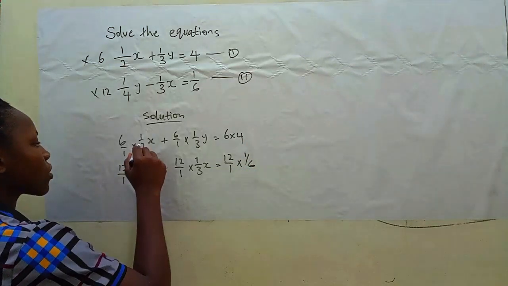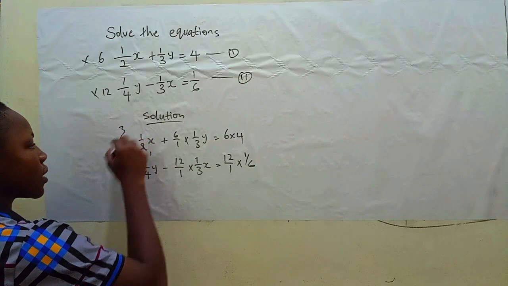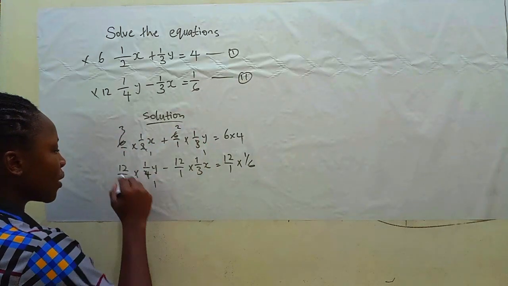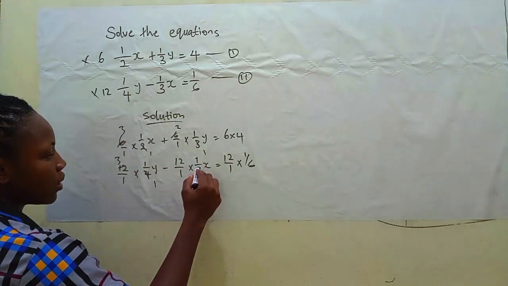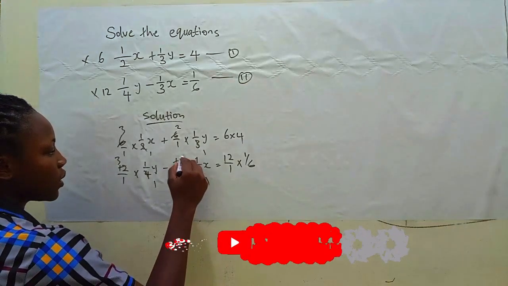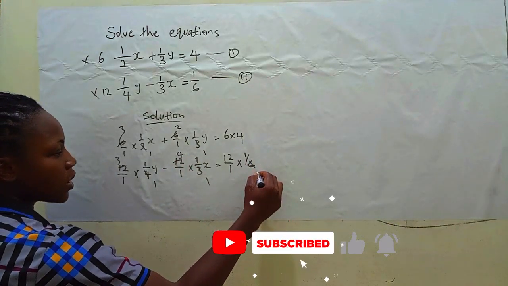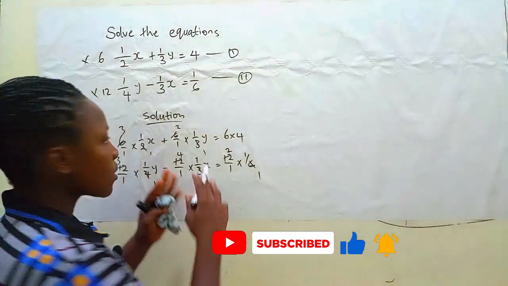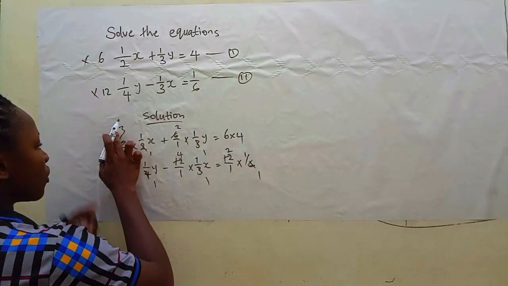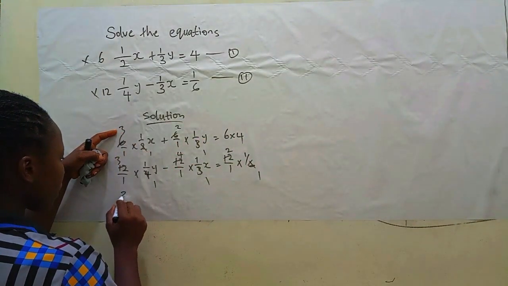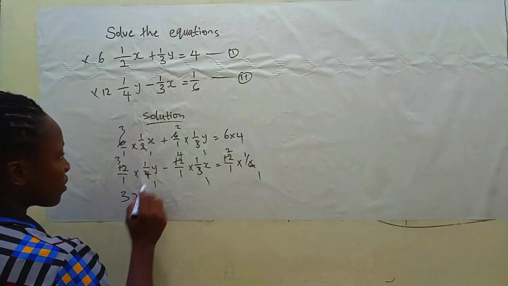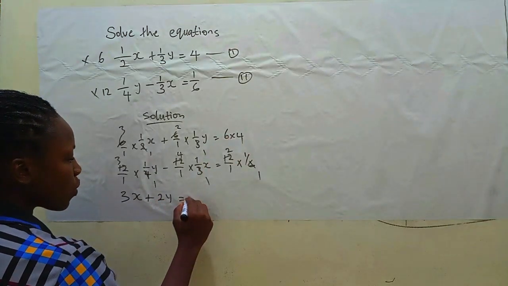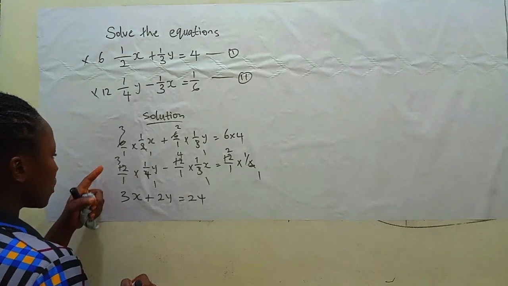Now let's cancel out. 2 here is 1, 2 here is 3. 3 here 1, 3 here 2. 4 here 1, 4 here 3. 3 here 1, 3 here 4. 6 here 1, 6 here 2. So let's add it. Here we have 3x plus 2y equals 24.